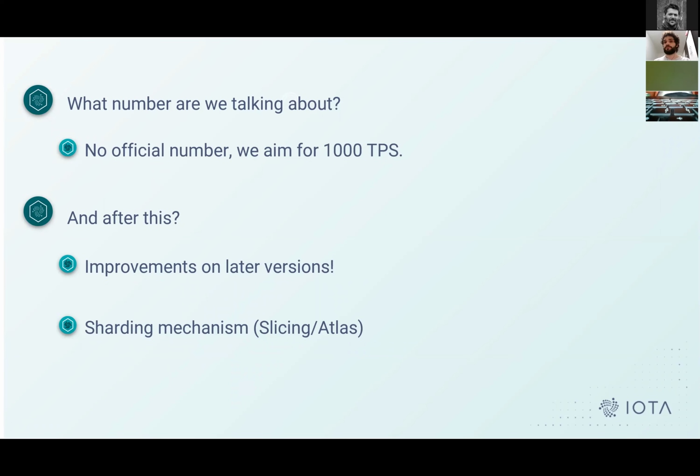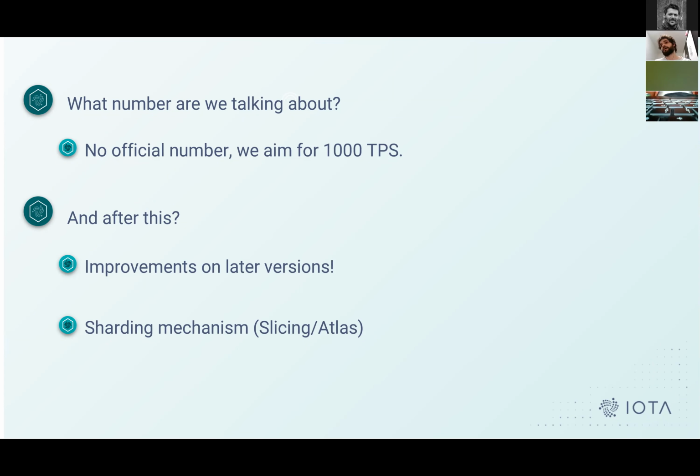And if we reach a point where we say we cannot do anything more, we are at our cap on TPS you can achieve on a protocol level, then we are also going to have what we call sharding mechanisms that are currently being developed.